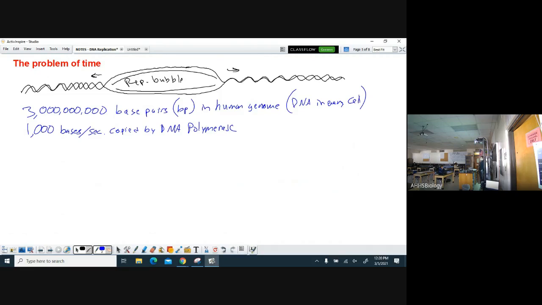How long would it take one cell to copy all of its genome, all of its DNA, in one of our cells if there's 3 billion bases and it copies at a rate of 1,000 bases per second? And no, you don't need to calculate. It's 3 million, because it's just a division problem, right? All you gotta do is divide by 1,000, cross off 3 zeros. And that means that it is 3 million seconds to copy.